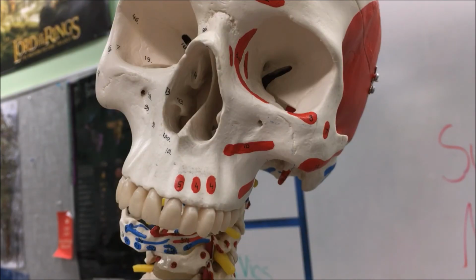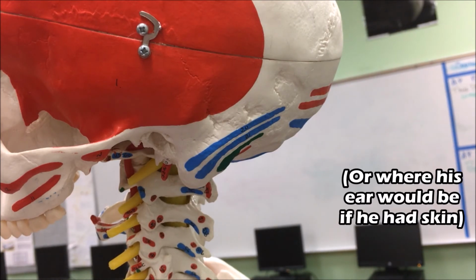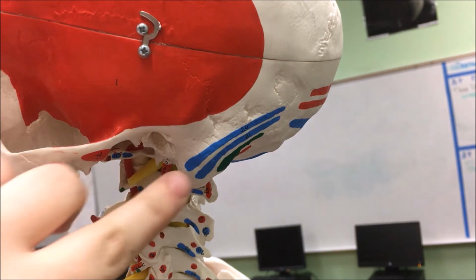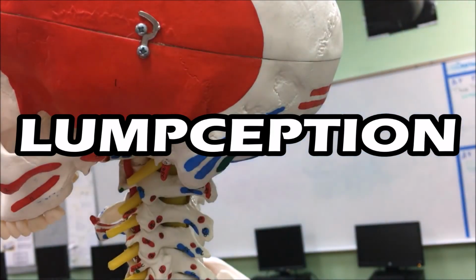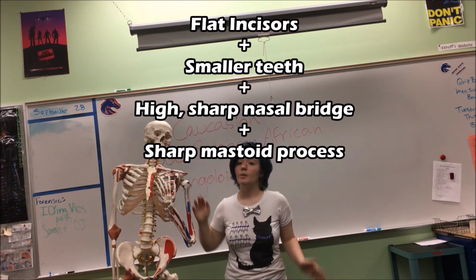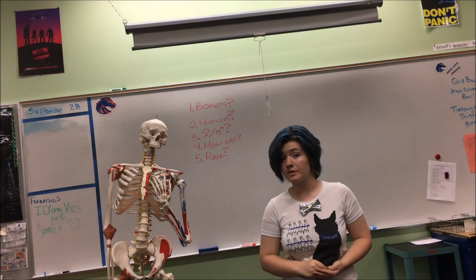The nose is also a prominent indicator of race. Caucasians tend to have longer, thinner noses, so the nasal bridge is high and sharp. On the other end, Sub-Saharan Africans tend to have short, wide noses, so the nasal bridge is low and wide. Mongoloids make a happy medium between the two. Another indicator of race is the mastoid process, which is this lump right here underneath the ear. The mastoid process is wide in Sub-Saharan Africans and sharp in Caucasian males. For Mongoloids, a smaller lump forms on the already small lump, lumpception. Since Jim has flat incisors, smaller teeth, a high nasal bridge, and a sharp mastoid process, we can confirm that he is a Caucasian.